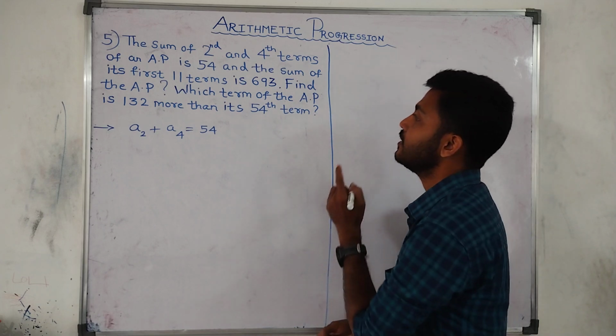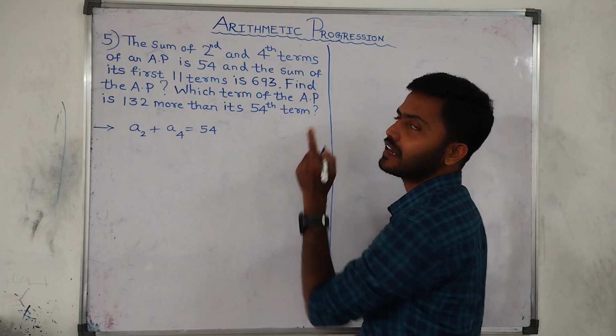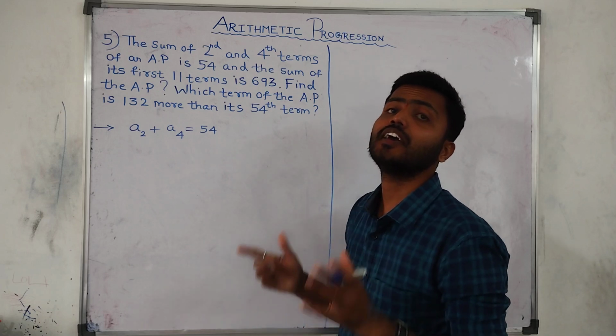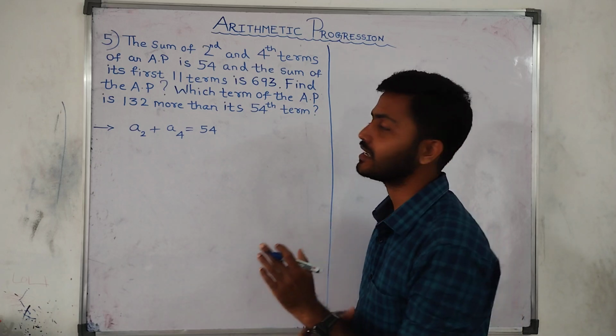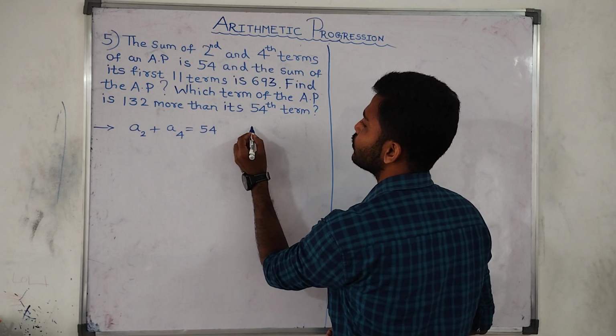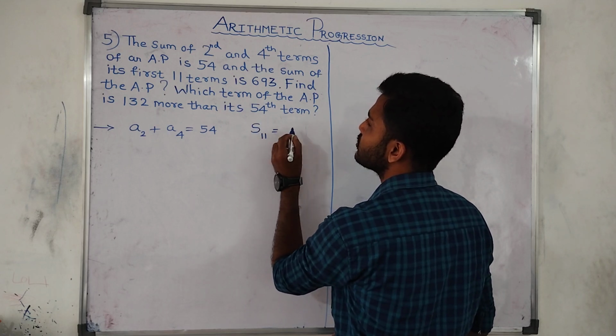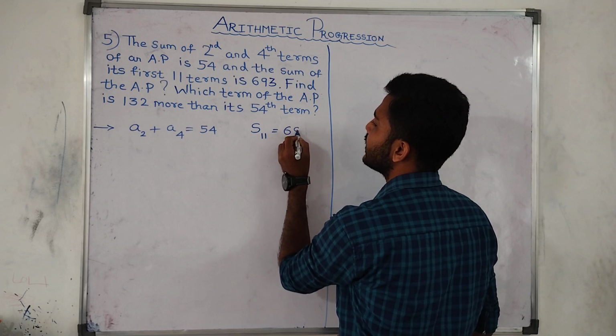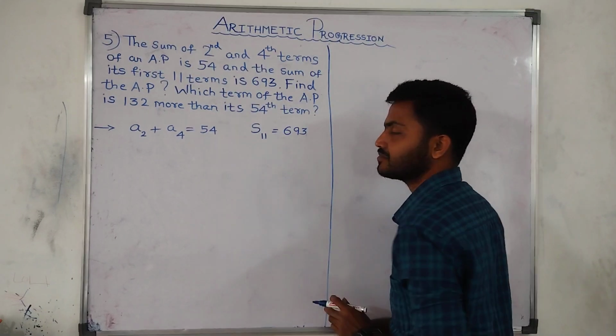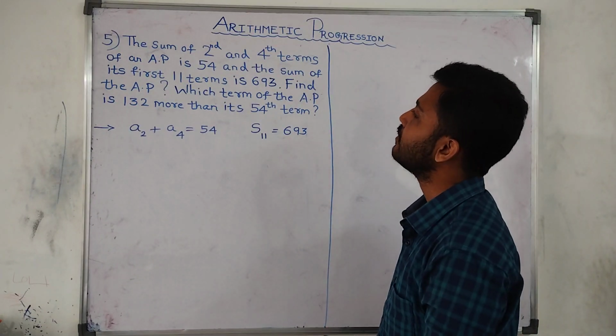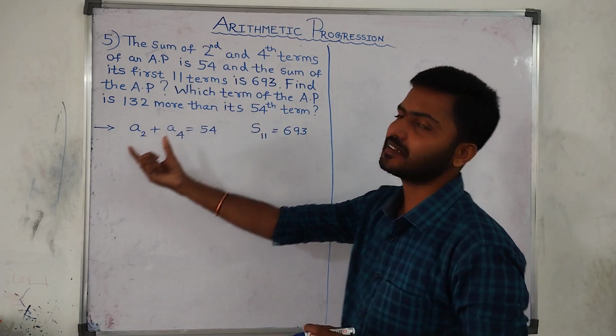693. Okay. So if you just add all the first 11 terms of the arithmetic progression, you are going to get 693. So I can represent this as sum of 11 terms is going to be 693. Right? So now find the arithmetic progression.